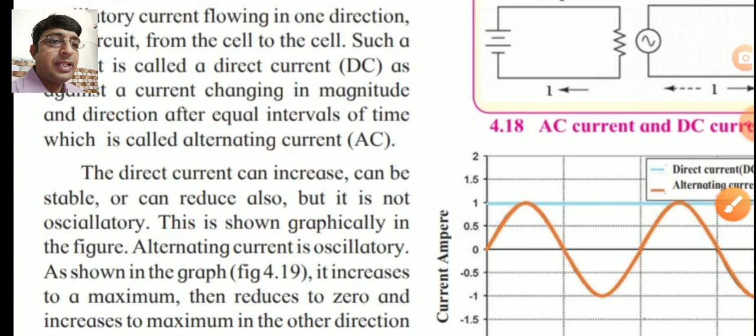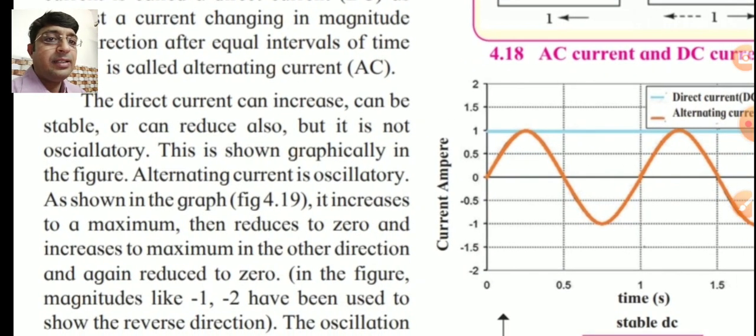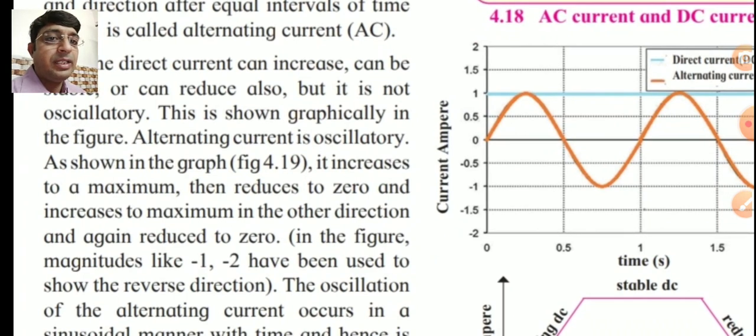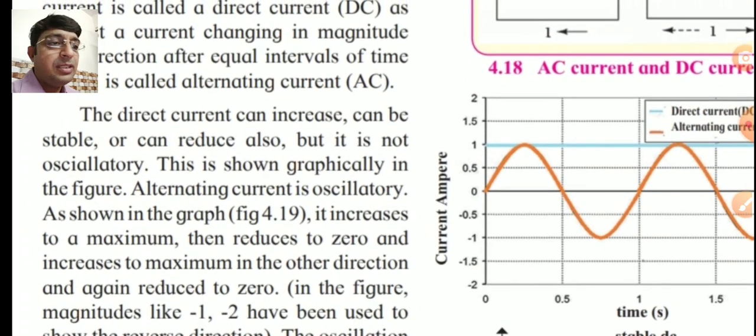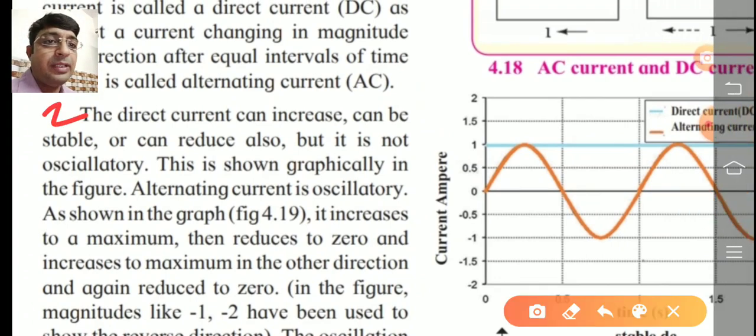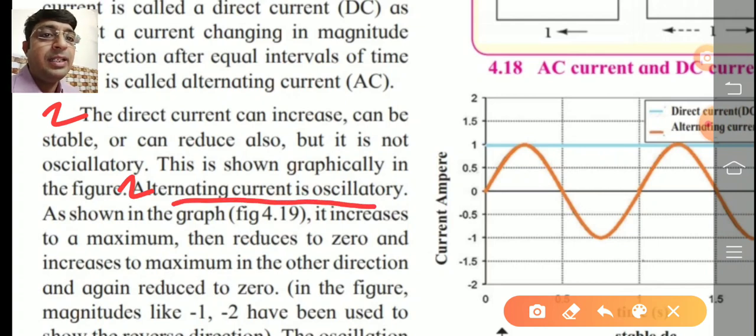The direct current can increase, can be stable or can reduce also, but it is not oscillatory. That is shown graphically in the figure. But alternating current is oscillatory. So in short, what we write is the second point. This is the second point in DC and this is the second point in AC. AC is oscillatory and DC is non-oscillatory. If you are writing in short, DC, the direct current, is not oscillatory, and alternating current is oscillatory. Clear? Next.